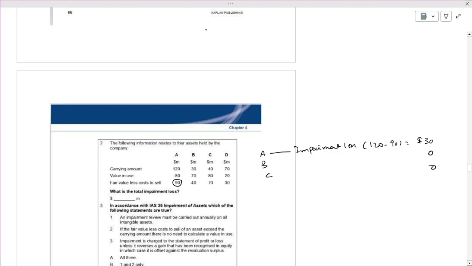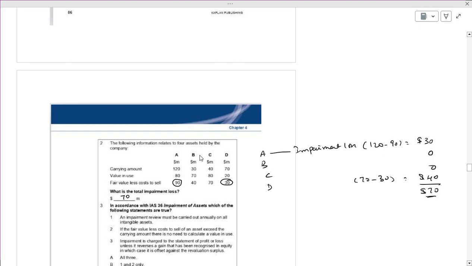D. Here 70 minus 30, how much is there? 40. Total how much is there? 70. Is it okay about this?